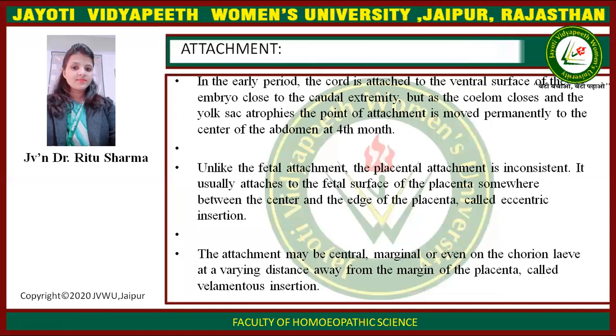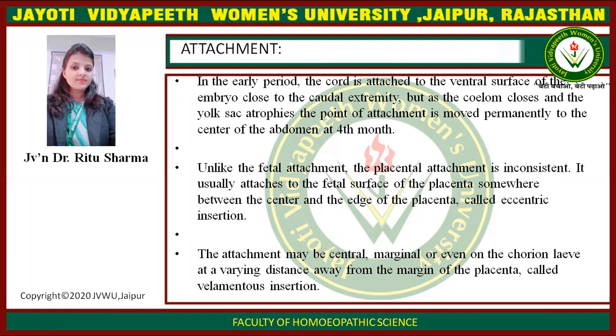Attachment. In the early period, the cord is attached to the ventral surface of the embryo close to the caudal extremity, but as the coelom closes and the yolk sac atrophies, the point of attachment is moved permanently to the center of the abdomen at 4 months.